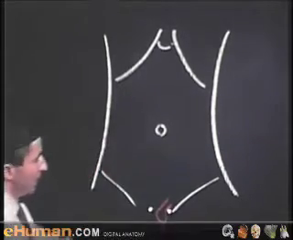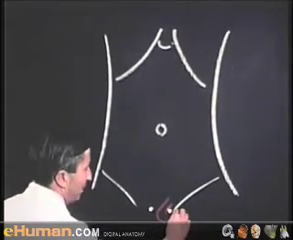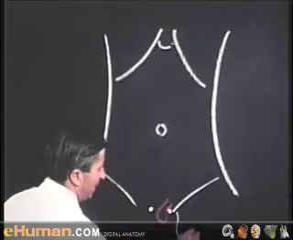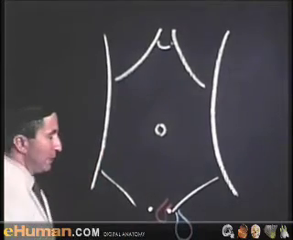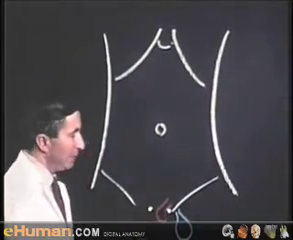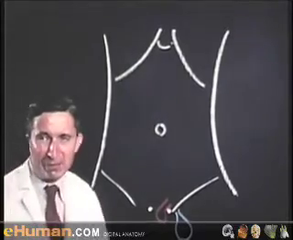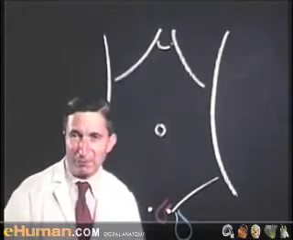Now another common hernia in this region is a femoral hernia, and this comes out below and lateral to the pubic tubercle. Now to understand a femoral hernia, we must consider the anatomy of the femoral sheath.